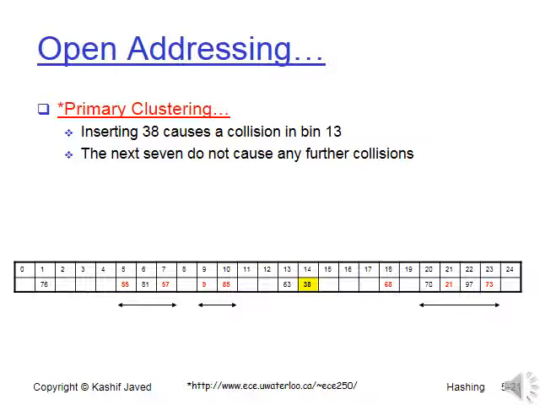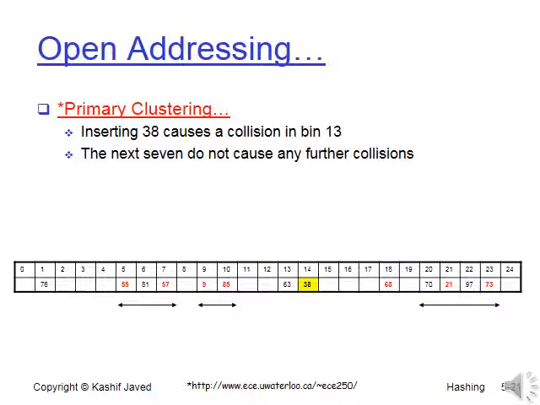Inserting 38, whose hash value is calculated as 38 mod 25, which equals 13, causes a collision in bin 13, which contains 63. Thus, we move forward and insert it in bin 14. Now, the next 7 values, which are 85, 68, 21, 9, 55, 73, and 57, do not cause any further collisions. Let's do the remainder method and insert the entries.